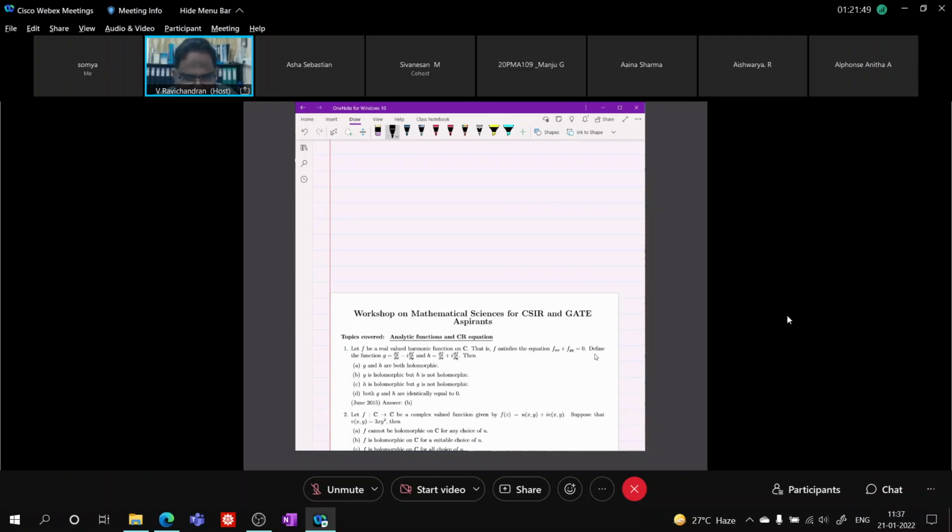So it is something like u_xx plus u_yy is 0 is given. Using that, they have defined a complex valued function, and they have defined yet another function. One is the conjugate of the other. Here, dou f by dou x is there, and here the same thing, but with the conjugate.